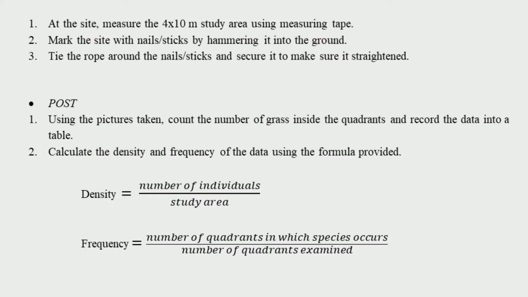Using the pictures taken, count the number of grass inside the quadrants and record the data into a table. Then, calculate the density and frequency of the data using the formula provided. Density is equal to the number of individuals over the study area. Frequency is equal to the number of quadrants in which the species occurs over the number of quadrants examined.